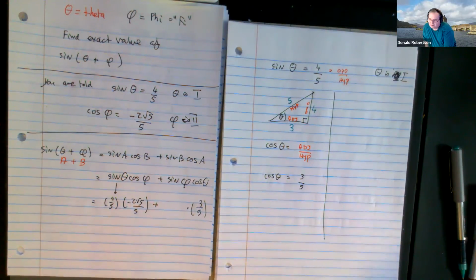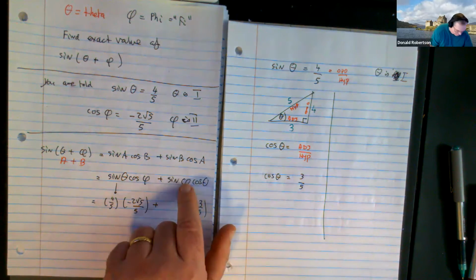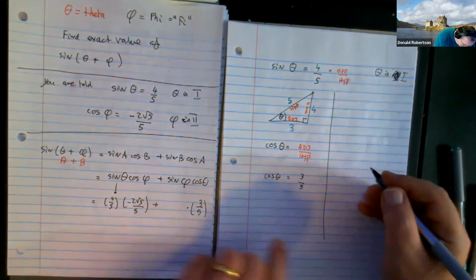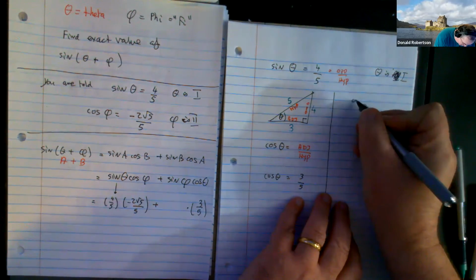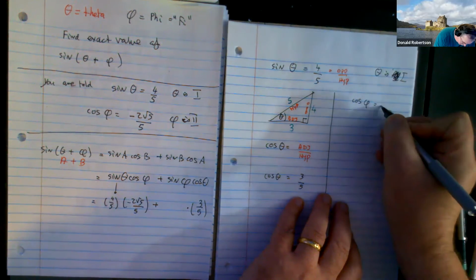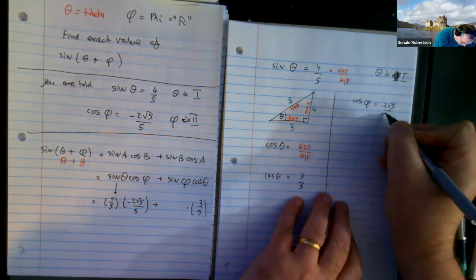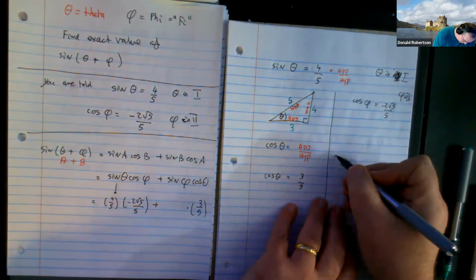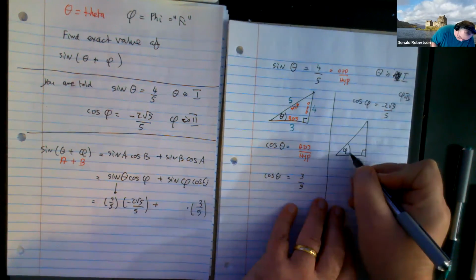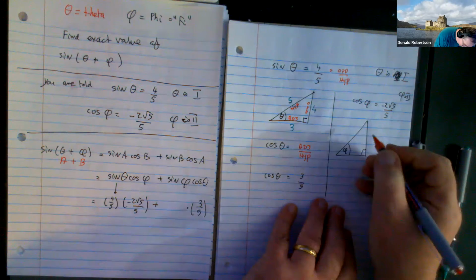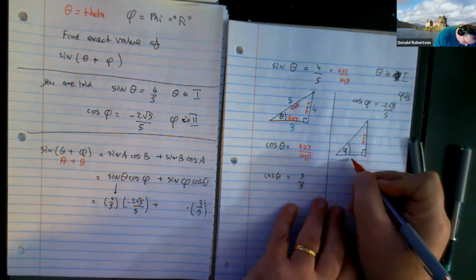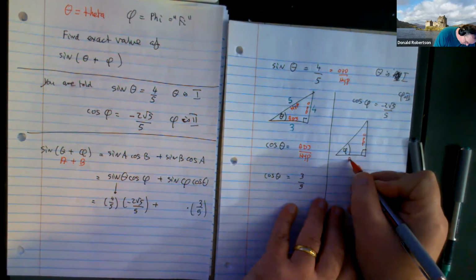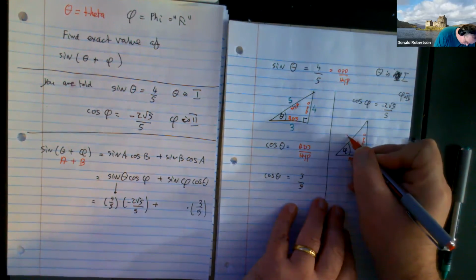Are we good? Right. Now, I need to know what the sine of phi is. So I'm going to write down what I know about it. I know that the cosine of phi is -2 root 5 over 5. And I know that phi is in the second quadrant. So I'm going to build another nondescript right angle triangle. I'm going to make this angle phi. I'm going to call this side opposite, this one adjacent, and this third side hypotenuse.